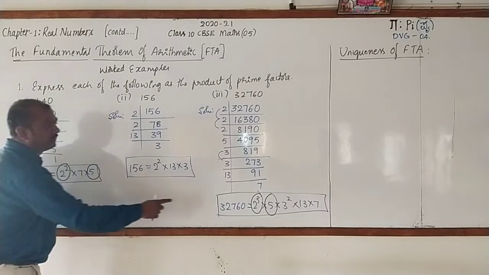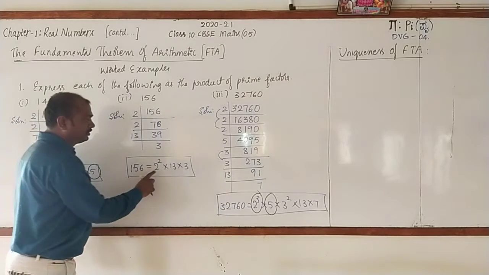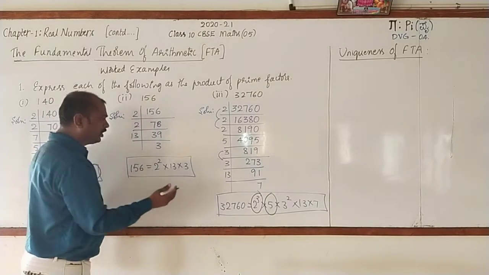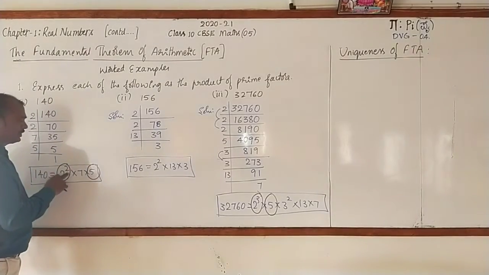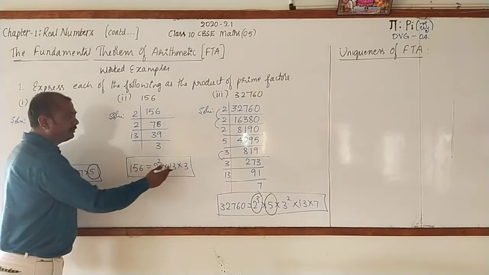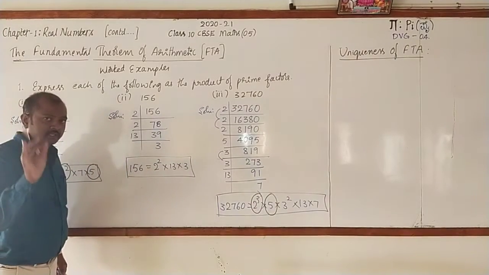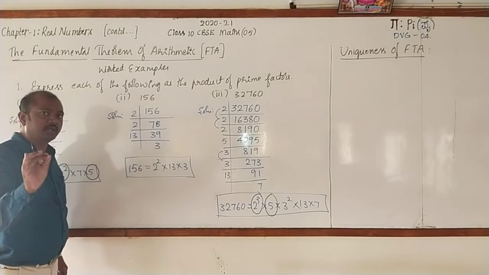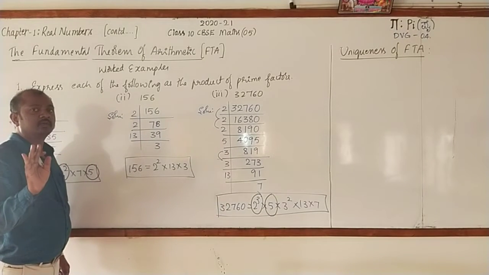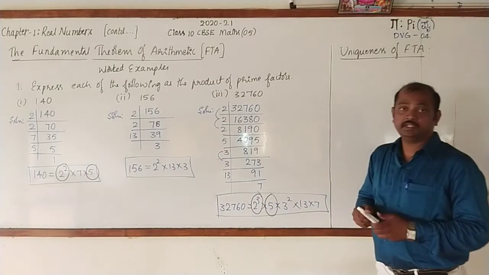Understood? Whereas if a number does not end with 0, then it will not be in the form of 2 raised to the power m into 5 raised to the power n. There may be only 2, or there may be only 5, but both will not be there. If both 2 and 5 are there, it ends with 0. Clear? So that is the uniqueness of FTA.